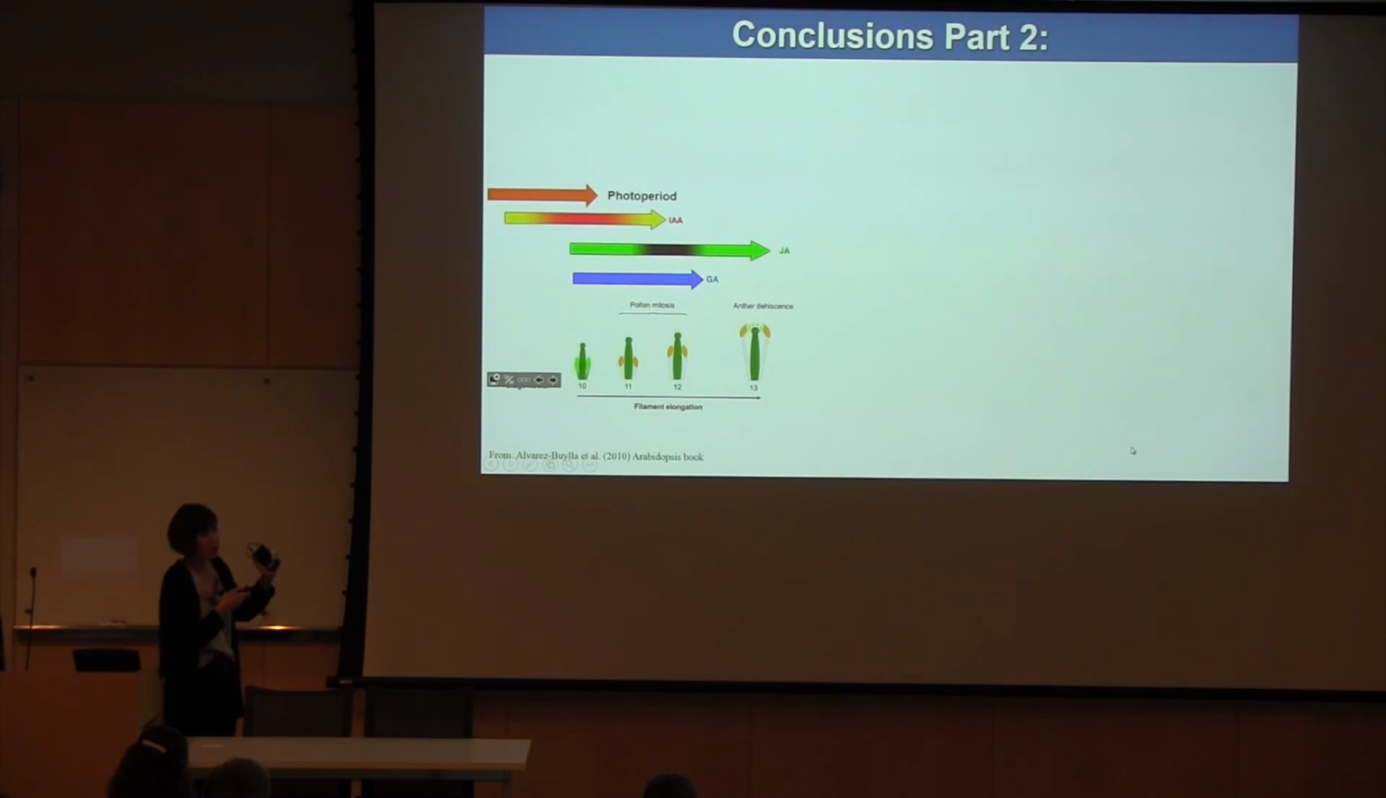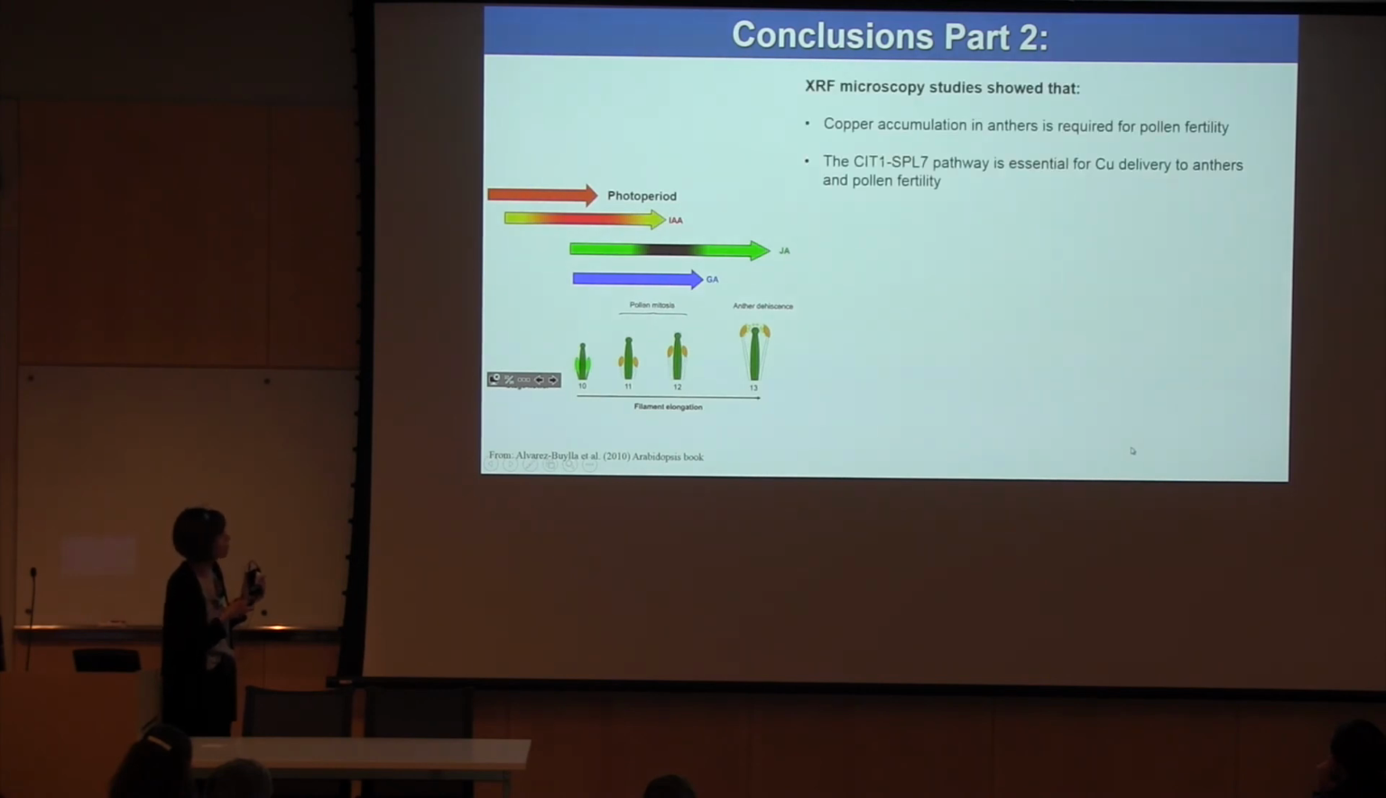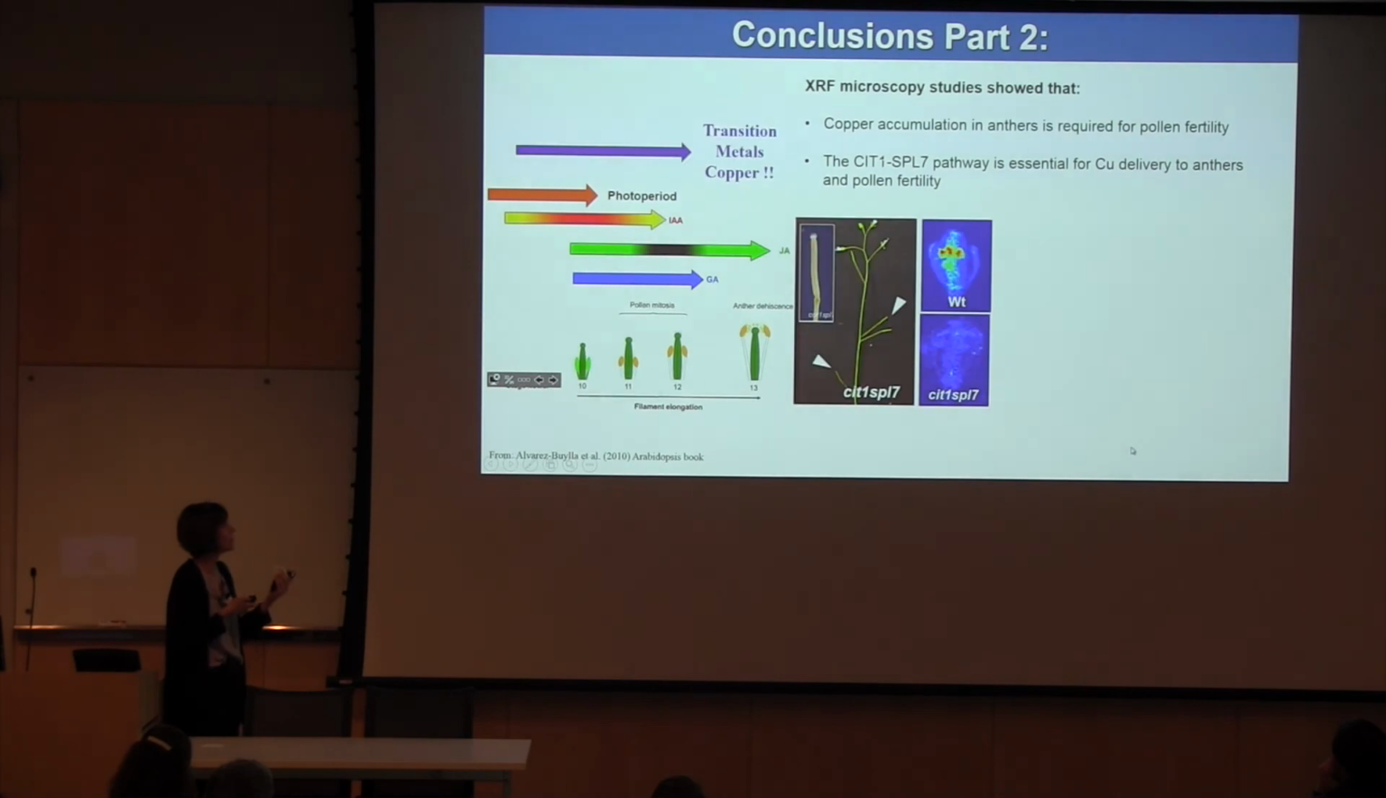All right, and just to conclude this part, it was known for a while that flower development and flower fertility is controlled by many factors, which include photoperiod and hormones. So using XRF, we were first of all able to identify which floral organs contain minerals, and XRF also allowed us to put transition metals, and in this case copper, as a very significant contributing factor to plant fertility.